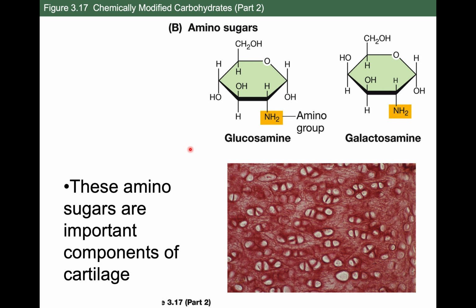Here we've got the amino sugars, which again are aptly named because these are sugars that have an amino functional group attached to them. And amino sugars are really important components of cartilage. So you might have heard of glucosamine. Somebody has arthritis, which is a deterioration or reduction in the amount of cartilage in their joints. They'll often take glucosamine supplements, try to replenish some of the missing amino sugar.